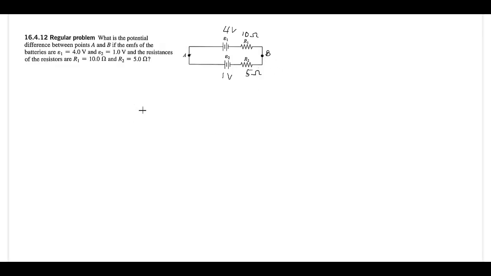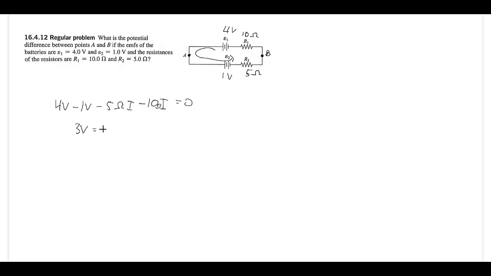So, doing a loop rule, starting with the 4 volt battery, because it's the bigger one, we've got 4 volts, minus, I'm going to go around this way, minus 1 volt, minus 5 ohms times the current. The current's going to be the same in everything because it's a series circuit, minus the 10 ohms times the current is equal to 0. So combining everything here and separating out each side, we've got 3 volts is equal to 5 plus, well, negative 5 minus 10 is going to be negative 15.